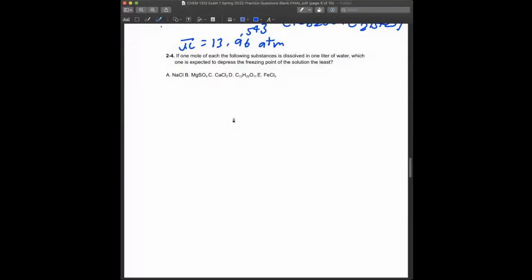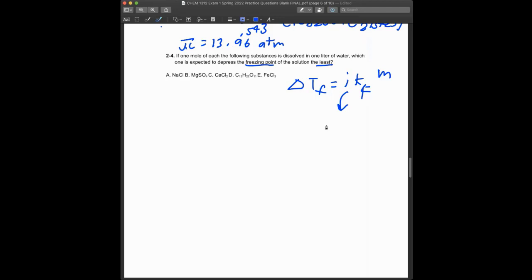Okay, so let's go to 2-4, which says if 1 mole of each of the following substances is dissolved in 1 liter of water, which one is expected to depress the freezing point of the solution least? So, two things to keep in mind here. We're looking at freezing point depression and settling the least. So we know that according to this formula, delta T_f equals i times Kf times m. So i depends on the type of compound it is, right?